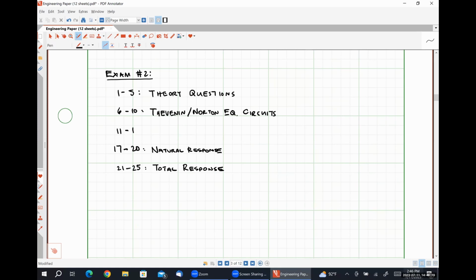Which means 11 through 16 will be capacitor, inductor related. All right. So for the capacitor and inductor related problems, here's the type of things that you should expect. A circuit, a DC circuit where I ask you to calculate the energy stored in a capacitor and or an inductor. Very similar to homework problems.